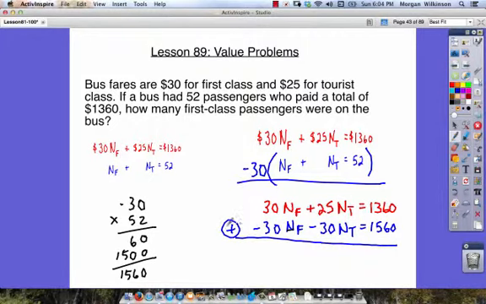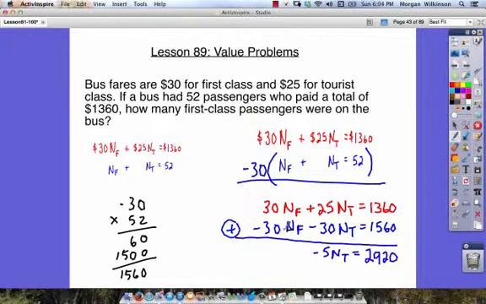And we can eliminate n sub f by adding the equations together. We've got 25 plus negative 30. Well, that's going to be equal to negative 5 n sub t will equal, and we have 1,360 plus 1,560. That must equal 2,920. And now we can find our answer for n sub t by saying 2,920 divided by negative 5. Now if we go ahead and do that, you should be thinking, whoa, we've got a weird answer. We shouldn't have a negative answer, we should have a positive answer.